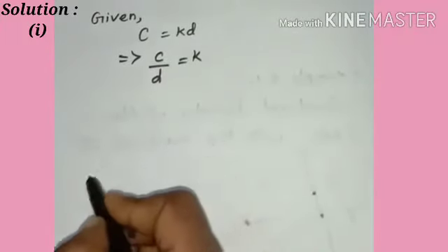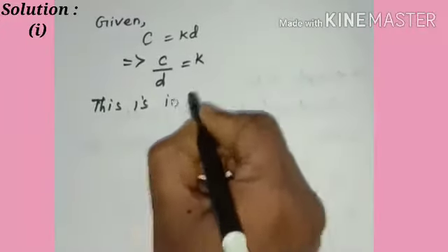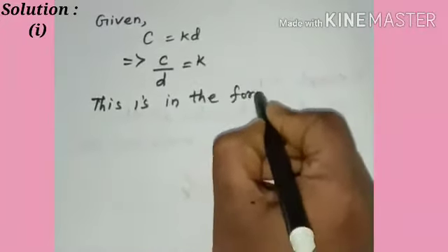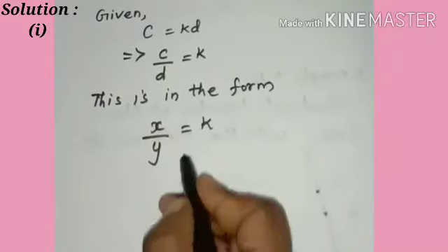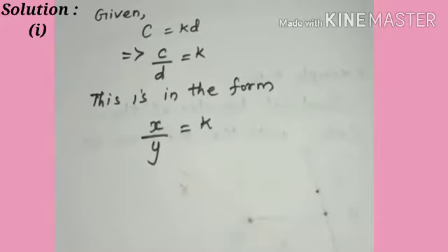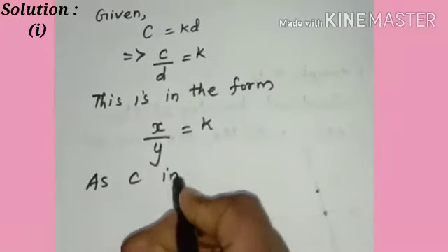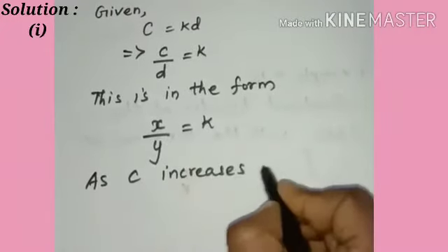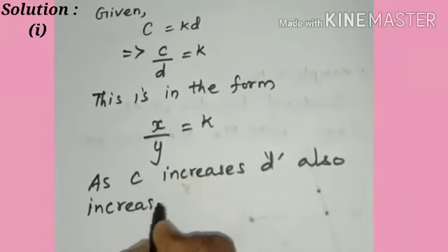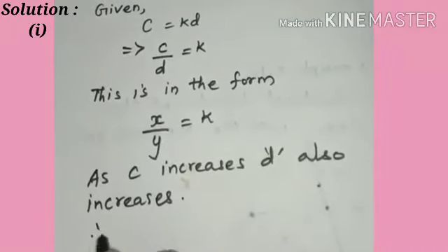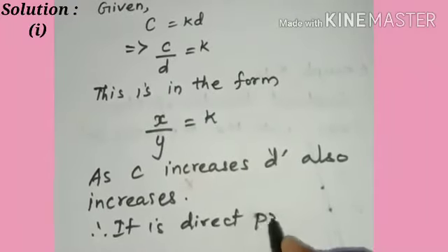What does it represent? Yes, this is in the form X by Y is equal to K, which represents direct proportion. As C increases, D also increases. So it is direct proportion.